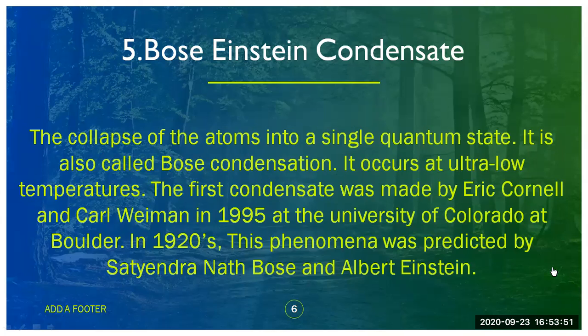And the first condensate was made by Eric Cornell and Carl Wieman in 1995. Where did they make it? They made it at the University of Colorado. Where is University of Colorado? The University of Colorado is situated at Boulder. And in the 1920s, Satyendranath Bose and Albert Einstein predicted this phenomena.